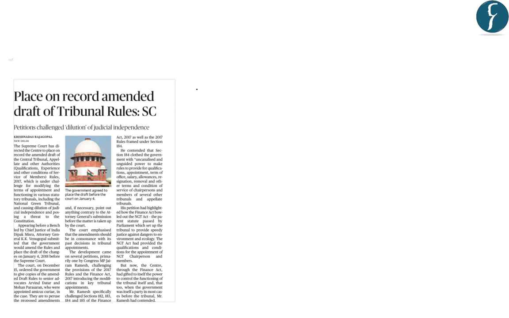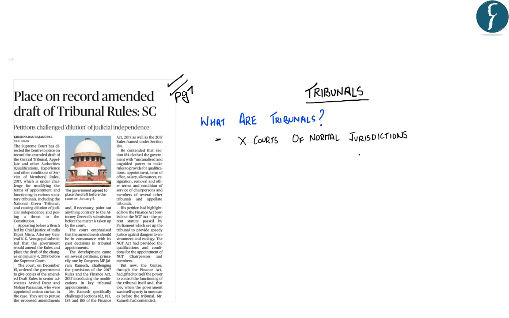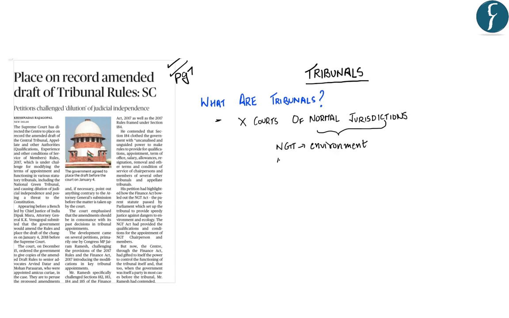So on page number 7, the important article is this, which is: place on record amended draft of tribunal rules, says SC. So this article basically deals with tribunals. And what are tribunals? Tribunals are basically courts, but they are not courts of normal jurisdiction. That means these courts have very specific and predefined work areas. For example, NGT deals with environment, Income Tax Appellate Tribunal deals with matters related to income tax, Competition Appellate Tribunal or COMPAT deals with matters related to anti-competitive practices, and then there are many others.